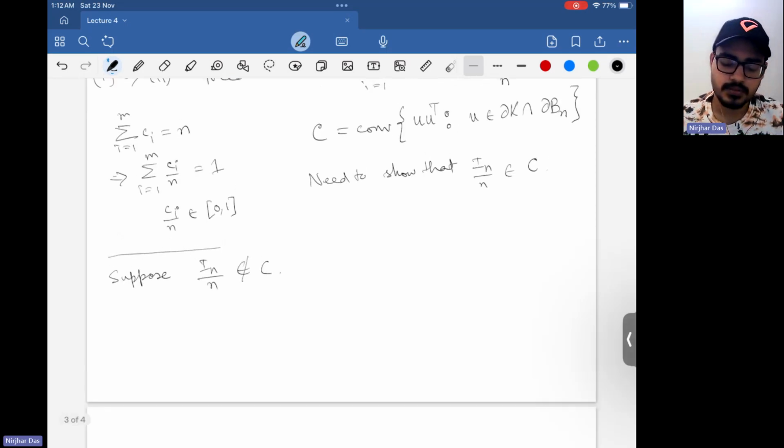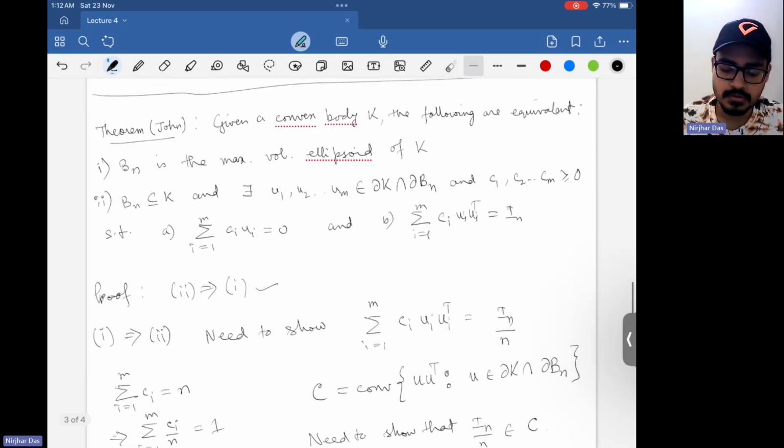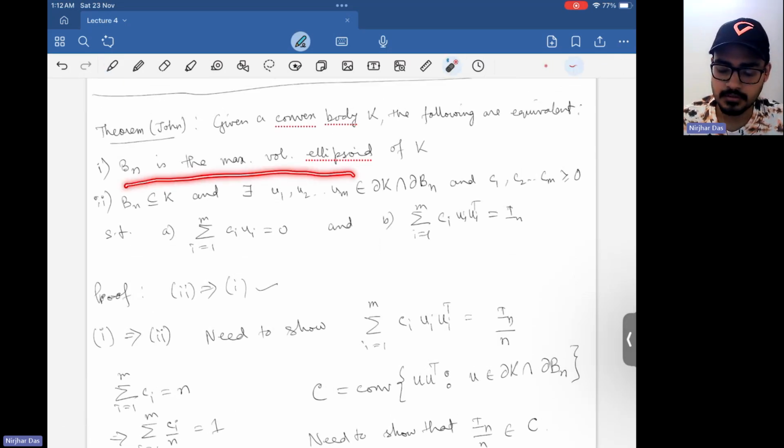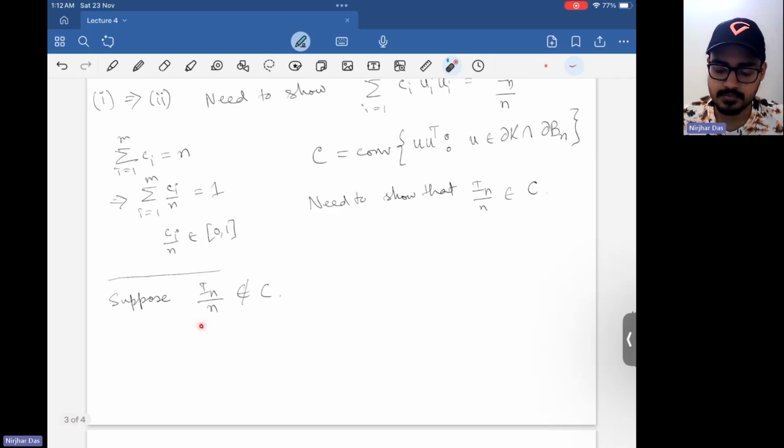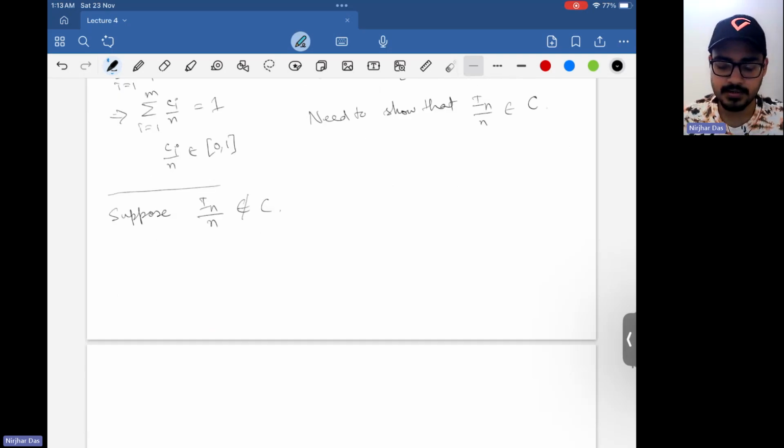Now, what is the goal of the contradiction? The goal should be to show that indeed I will be able to find some ellipsoid which has a larger volume than B_n, because this is the only thing that is given to me. So I need to be able to construct some other ellipsoid of a bigger volume that will be contained in K, and that will suffice. That will conclude the proof that this I_n by n has to belong to this convex hull. So we will work towards that.